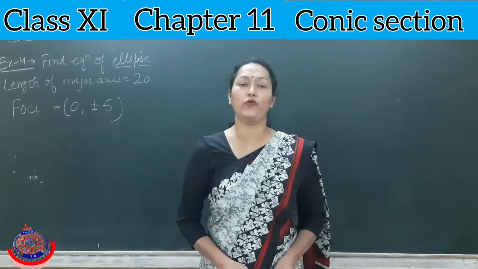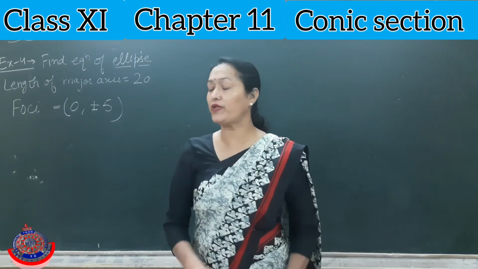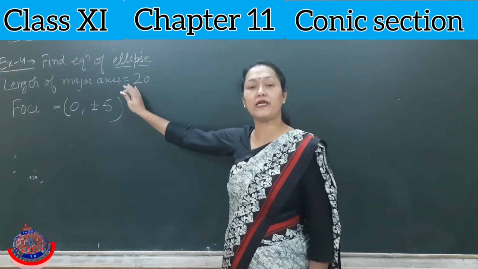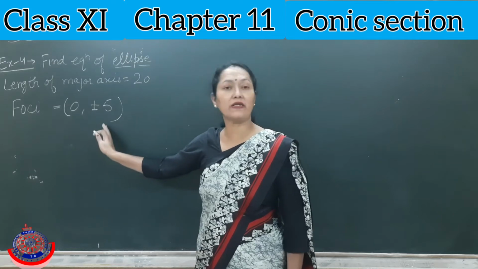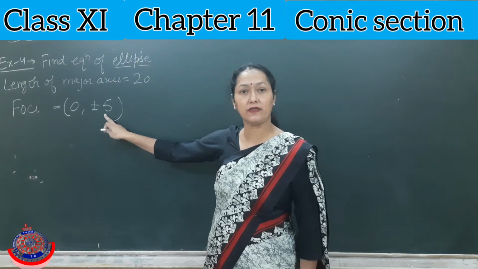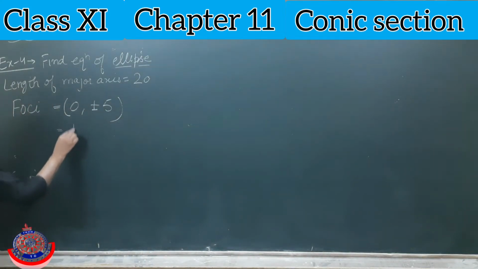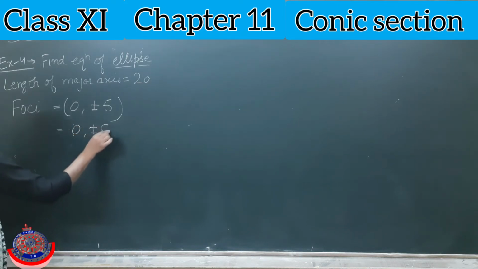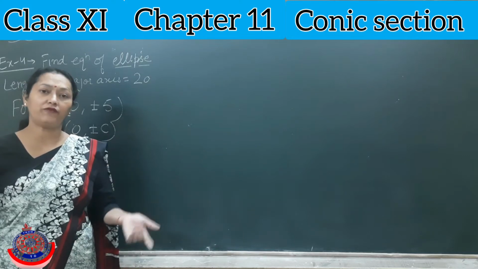In example number 4, again we have to frame the equation of the ellipse. Here what they have given? They have given the length of major axis as 20 and focus points are 0 and plus minus 5. As you can see, the focus is on the y-axis. X is 0 and the value of y is given. That means our major axis is on the y-axis.